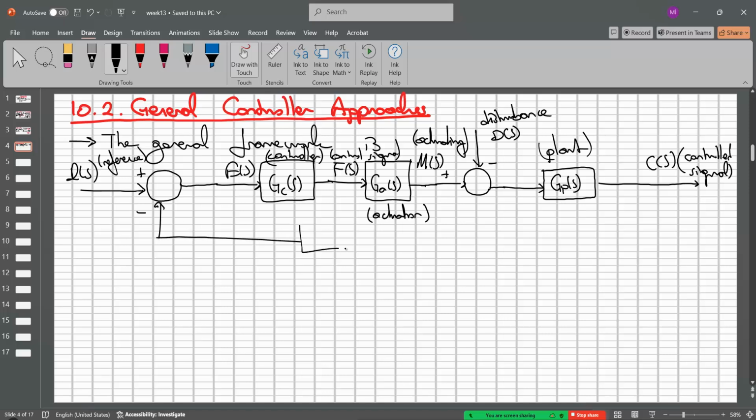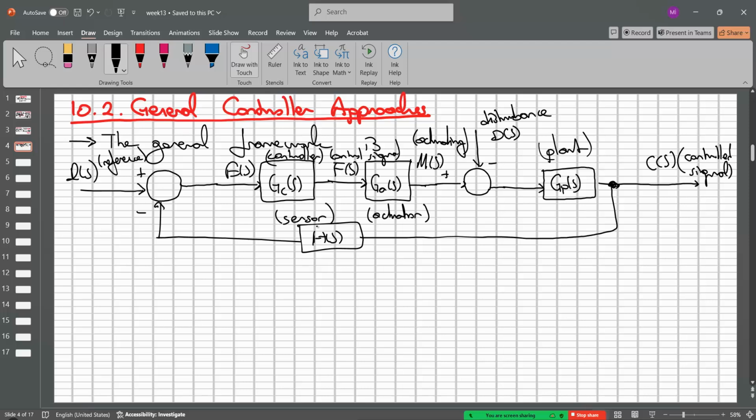And so we also have H(s), the sensor dynamic, in here. This sensor dynamic can be obtained from this one. This is the sensor. In system dynamics and control theory, we have these general controller approaches to design your system based on the proposed model.